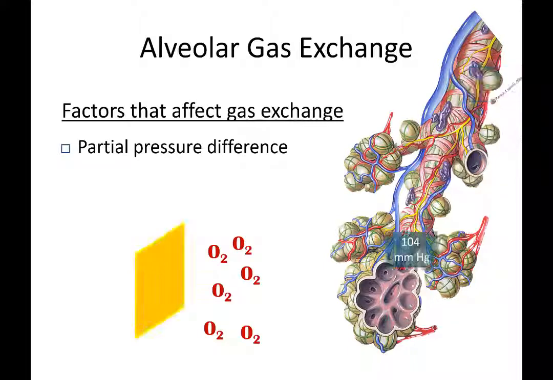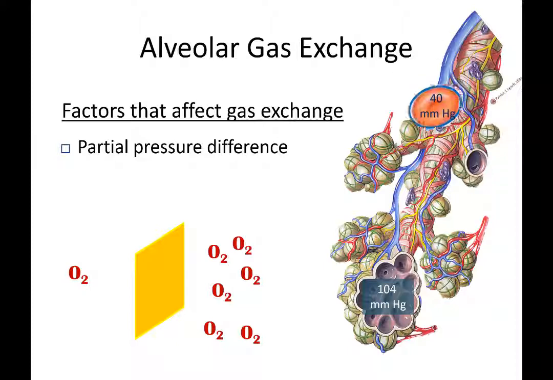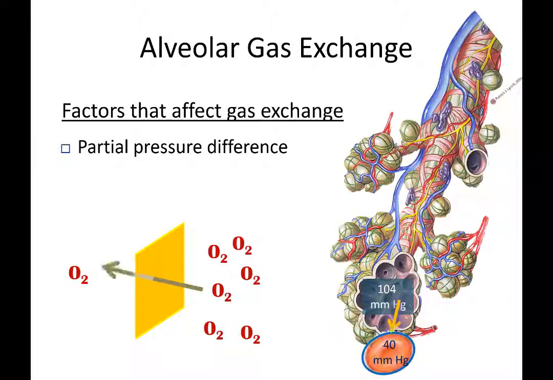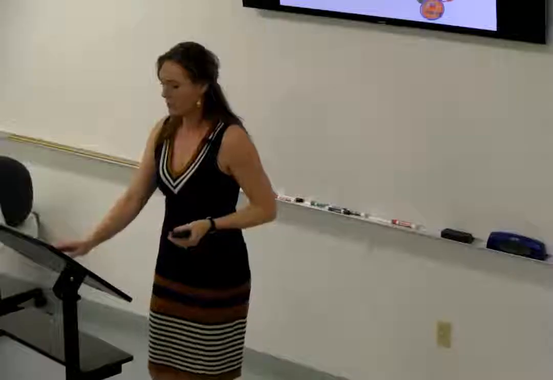So how this partial pressure difference works, you see, here's the 104 millimeters of mercury. We've got oxygen molecules, and this membrane represents the membrane between the alveolus and the blood. So if we have a red blood cell coming back at 40, clearly there's going to be less oxygen on the blood side compared to the alveolus side. It comes over, and this is the direction, obviously, of a partial pressure gradient. So that's really just the base level of what a partial pressure difference means.